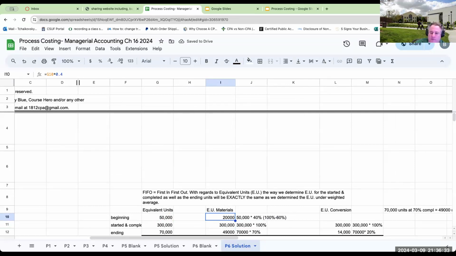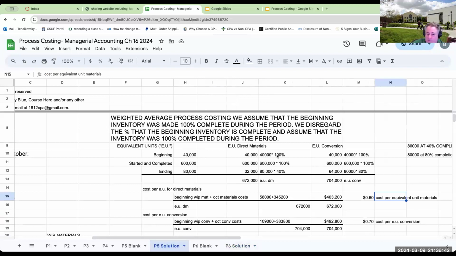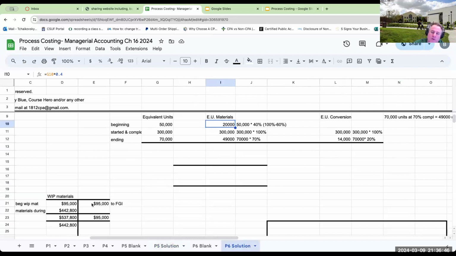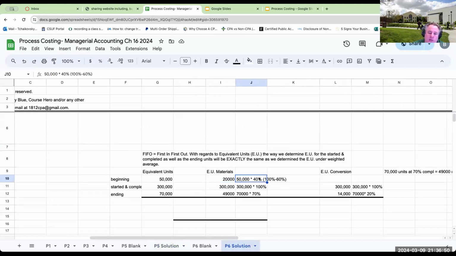Very, very different than weighted average, right? The percentages of the beginning inventory become relevant. Over here, we didn't care. We just make the assumption that it's 100%. But because we shipped out these initial beginning inventory costs, we have to focus on what do we need to do to make it 100% complete.